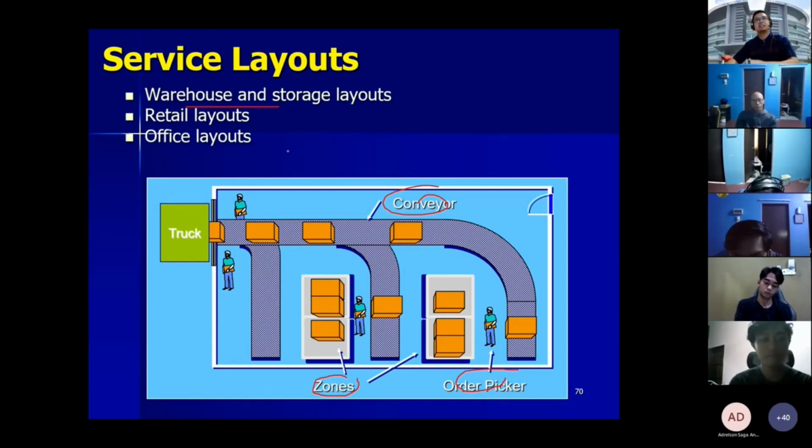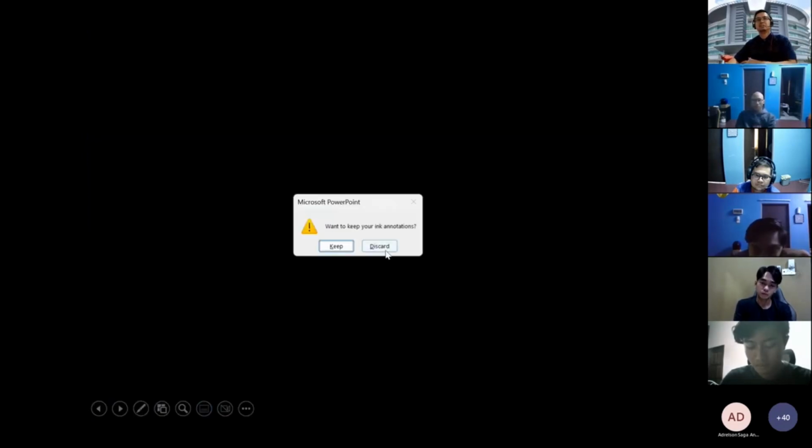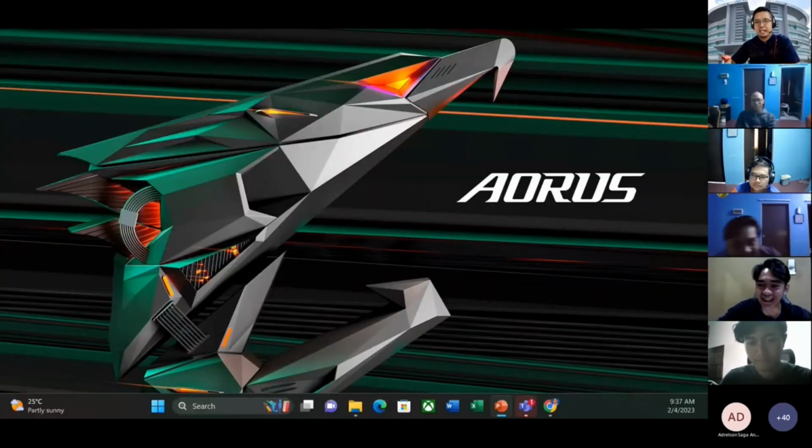The service layout can be a warehouse or storage layout, a retail layout, or an office layout, depending on the type of service or product. A service layout must be aesthetically pleasing, and must take into account safety, be designed properly for ergonomic issues and any other hazards. That's all for the class today.